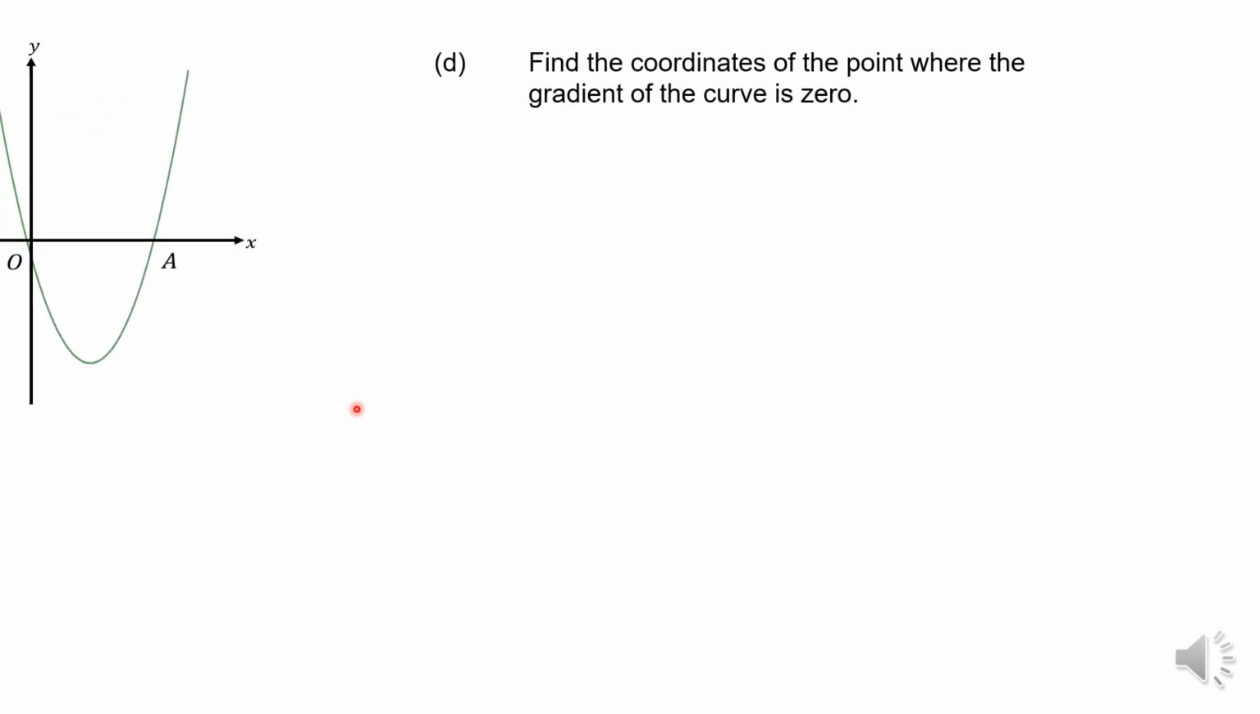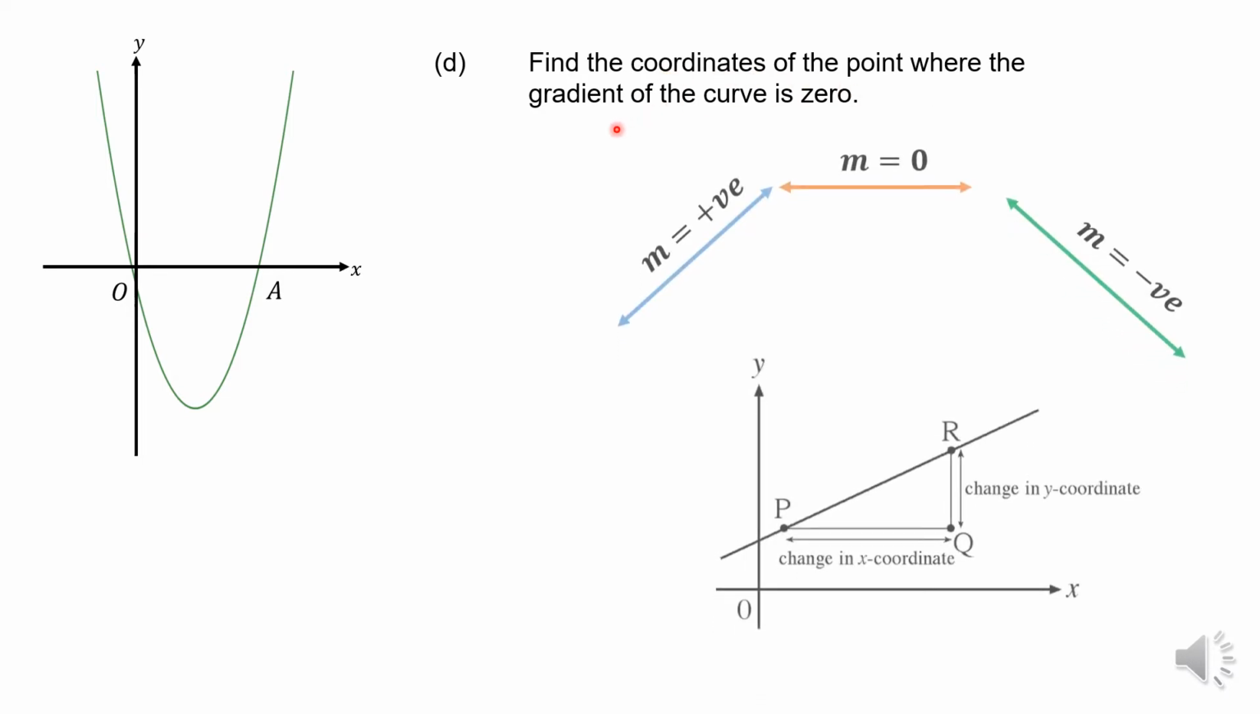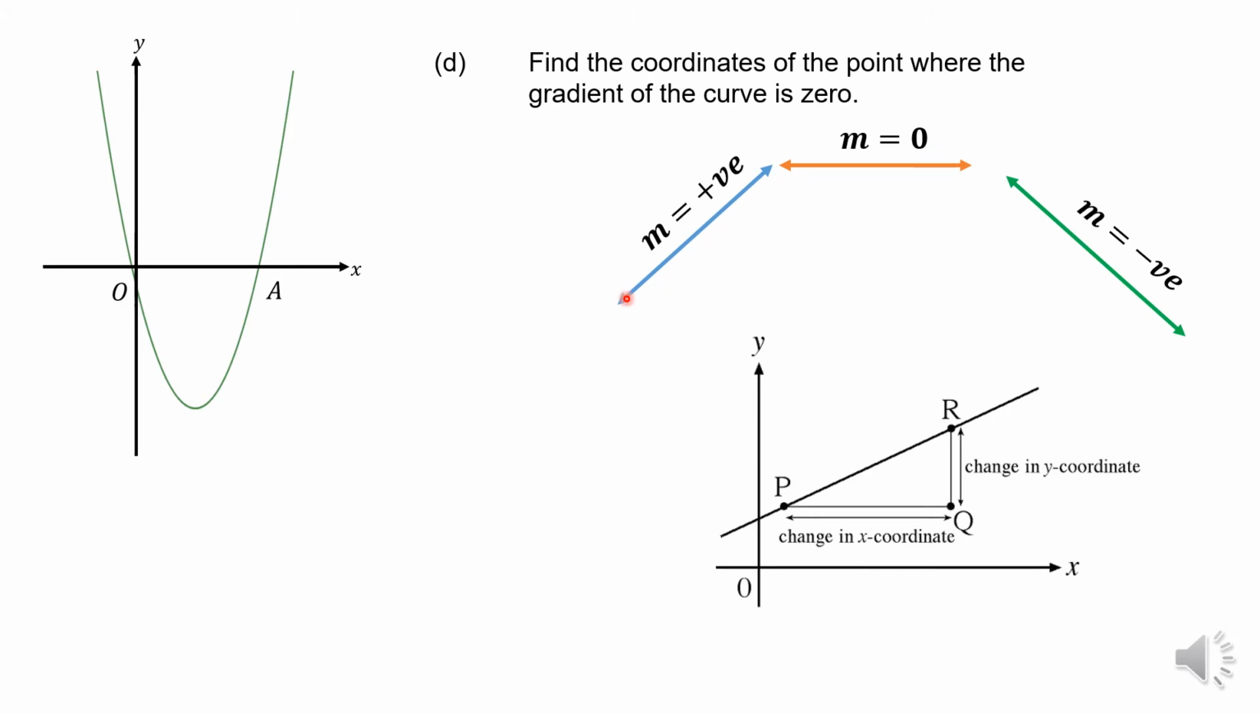Right, so there's another question here, and it says that you are supposed to find the coordinates of the point where the gradient of the curve is 0. Now, if we quickly have to go back and talk about the gradient, when a line slopes in this direction, the gradient is positive. So I can see that the gradient will be positive here.